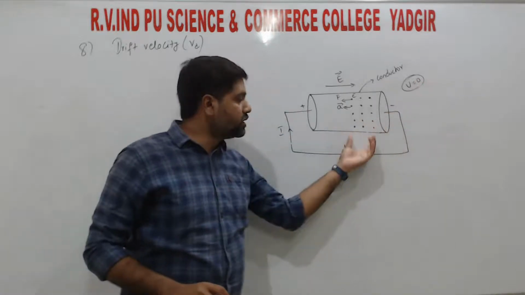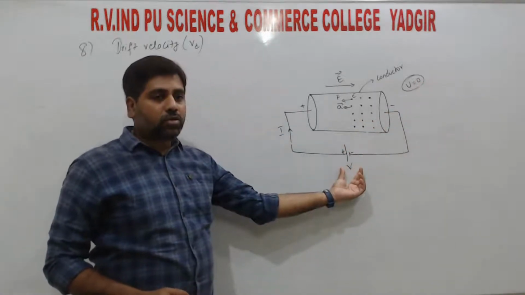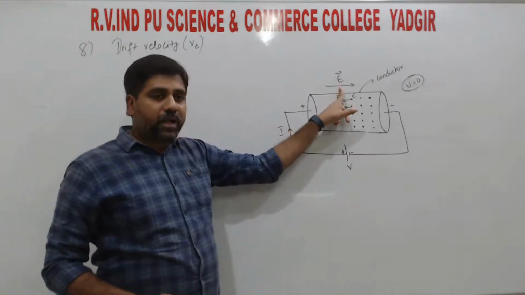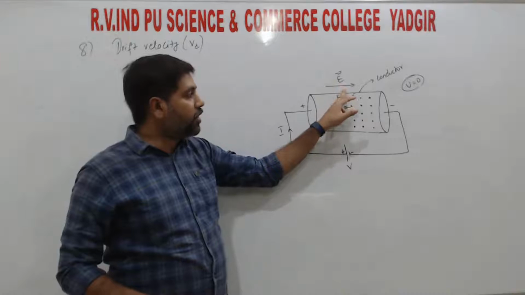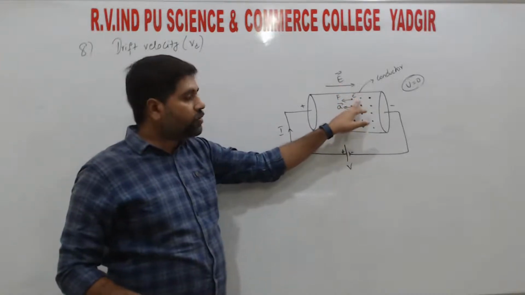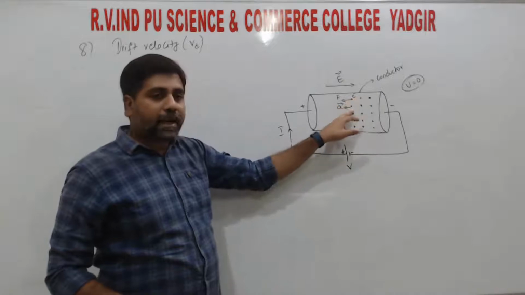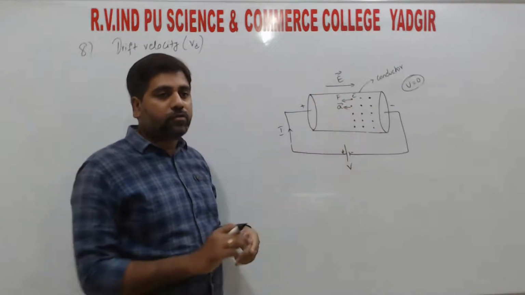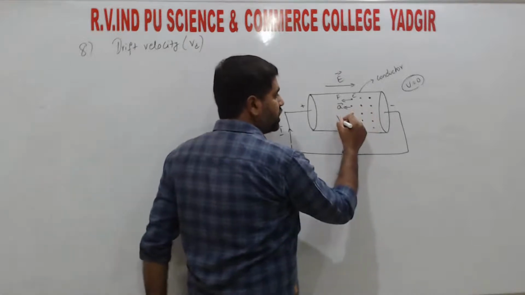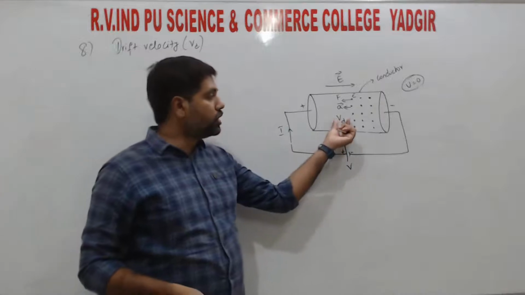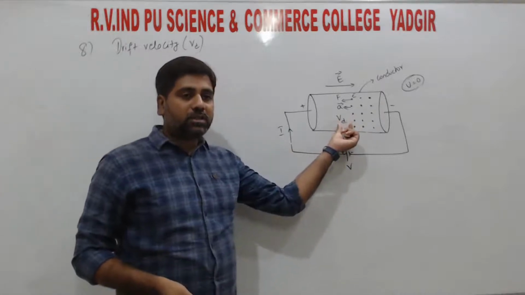When this conductor is connected to the external source, current flows in the conductor. That means an electric field is generated, and due to this electric field force is acting on these free electrons. So the electrons get accelerated. That means the electrons are drifted. They start to move with a velocity, and that velocity is the drift velocity, VD.